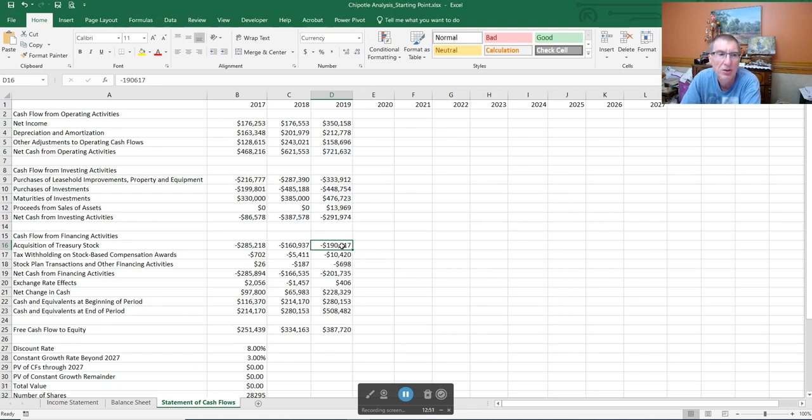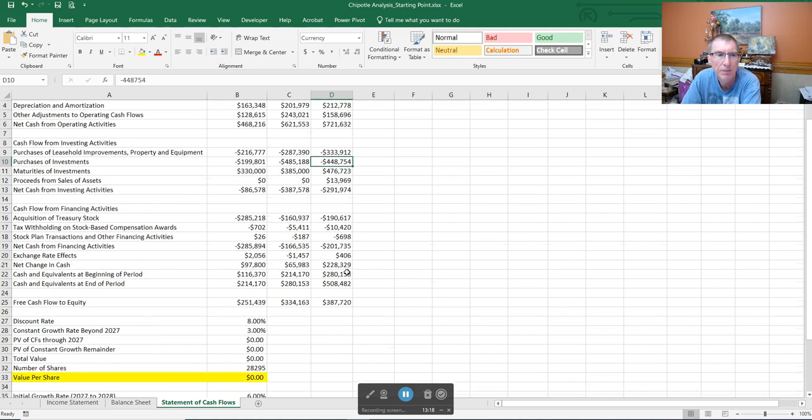Now, they could also be paying down some debt if they have debt, but Chipotle does not have long-term liabilities, so they don't have that going on. So their money returned to shareholders is going to go into acquisition of treasury stock and our purchases of investments. Those are going to be the two primary areas where that money is going to get returned to investors.